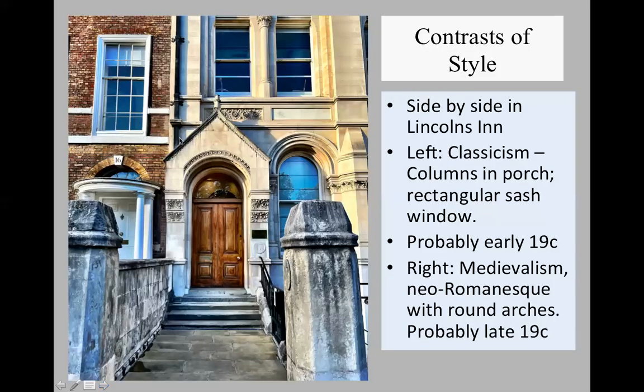Well, here's a rather extraordinary example. Side by side, two buildings, one from the early 19th century, one from the later 19th century, and you can see enormous differences banged up against each other. One is classical on the left, and one is Gothic on the right. So these stylistic elements collide with each other rather often.